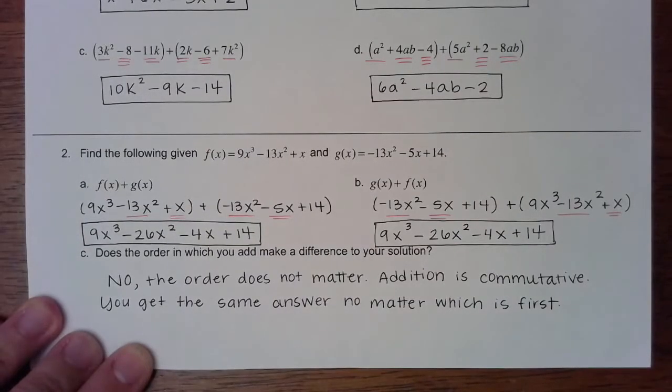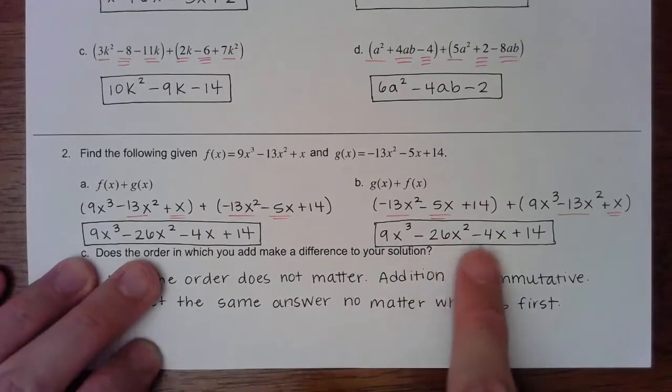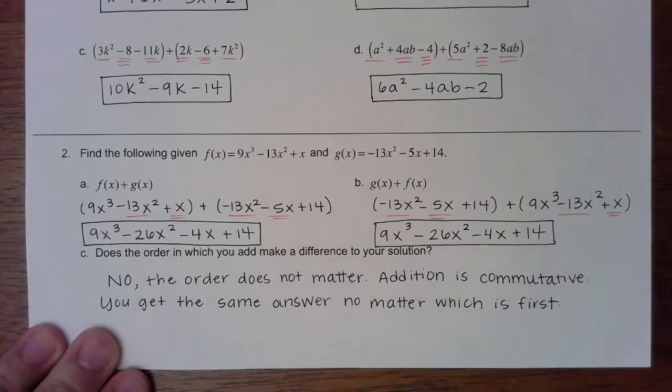Question C asks us to compare our answers. It says, does the order in which you add make a difference to your solution? And the answer here is no. Look at our two answers. 9x to the third minus 26x to the second minus 4x plus 14. No, order does not matter. Addition is commutative. You get the same answer no matter which is first.